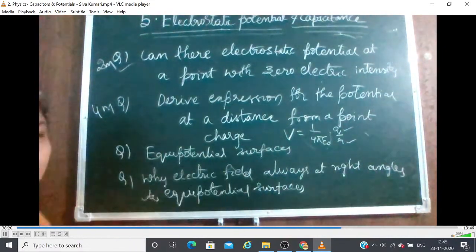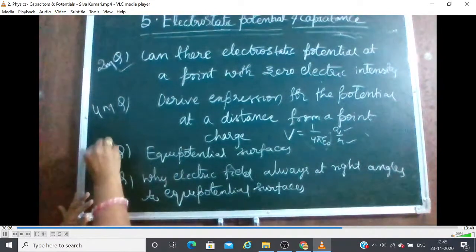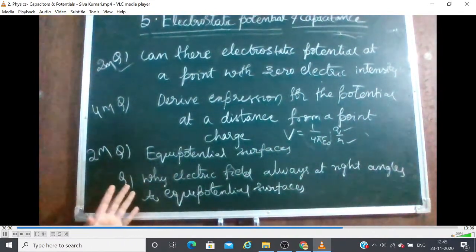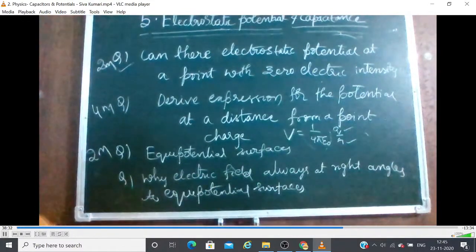And depending upon the equipotential surfaces, he asks a question: what are equipotential surfaces? That is for 2 marks. This one is also a 2 marks question. And also: why is the electric field always at right angles to equipotential surfaces? Why is the electric field always at right angles?